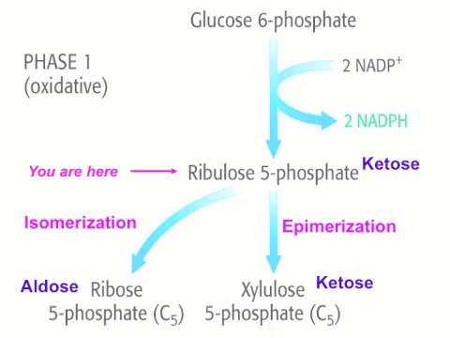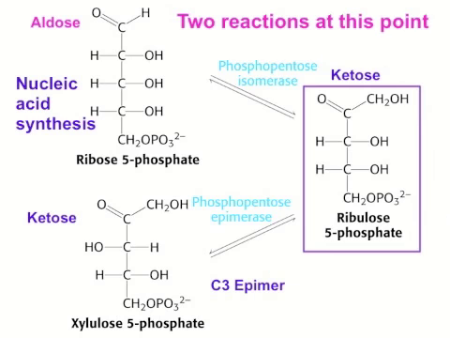Now from ribulose 5-phosphate, we can do 2 things. We can isomerize this sugar to make ribose 5-phosphate, or we can epimerize it to form xylulose 5-phosphate. Now, ribose is an aldose, whereas xylulose is a ketose. And so from ribulose 5-phosphate, shown on the right, which is a ketose, we can use either of 2 enzymes.